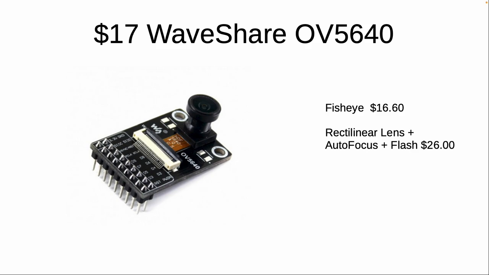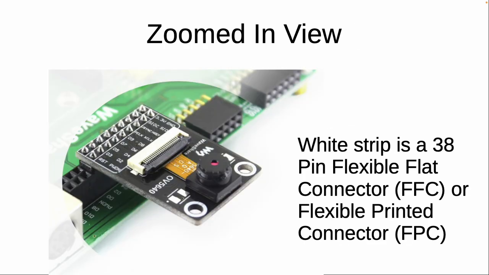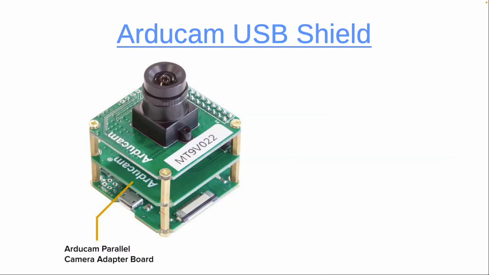If you zoom in, you can see the pins. I think it's 18 pins, not enough for a 24-bit RGB signal. But you do have that white connector, which is either called a flexible flat connector, or some people call it a flexible printed connector, FPC or FFC. And then they'll take a MIPI signal out to your favorite device.